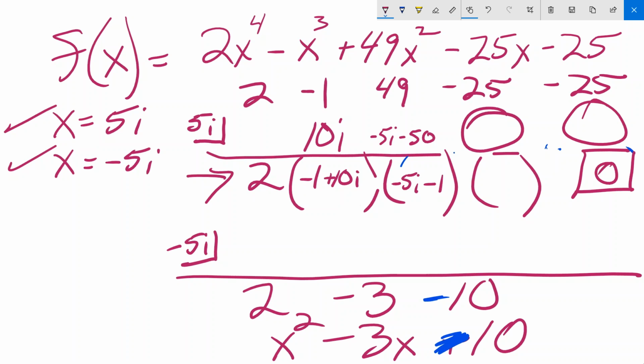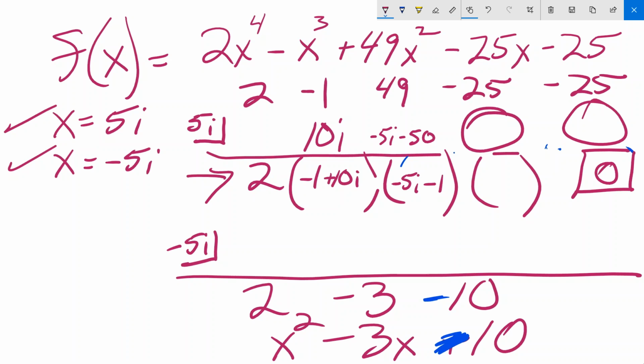In other words, there's something called the zero remainder theorem. If you don't have a 0 in that last spot, then that's not a factor. It has to be 0 if 5i and minus 5i are factors. And if you discover it not to be 0, then it's not a factor. It's one way you test whether something is a factor or not.